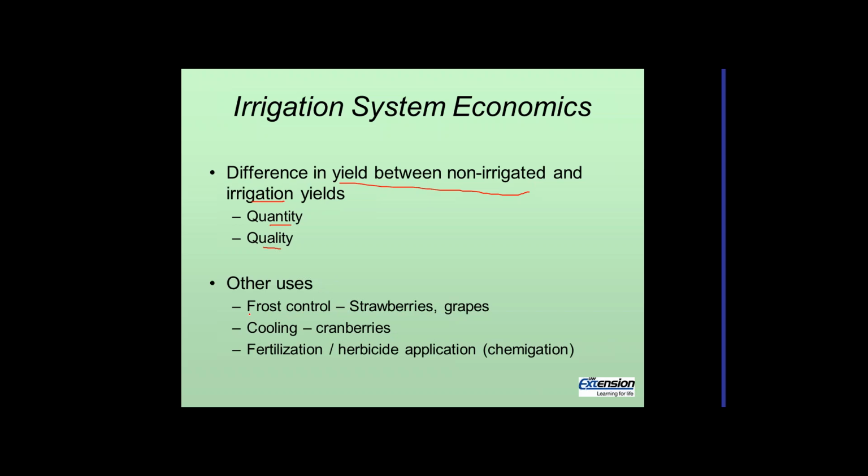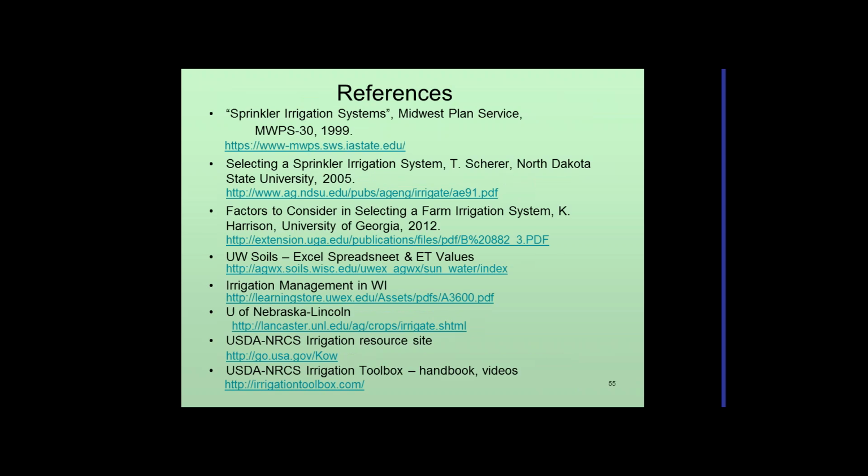Other uses of irrigation can be frost control, so things like strawberries and grapes use frost control especially during budding. For cranberries during the heat of the summer, they often use it for cooling, especially for dryland cranberries. And then we can do fertilization or herbicide applications through the irrigation system. This is basically under the term of chemigation. And there are special requirements for doing that. But those are some other uses of irrigation that would help with crops.